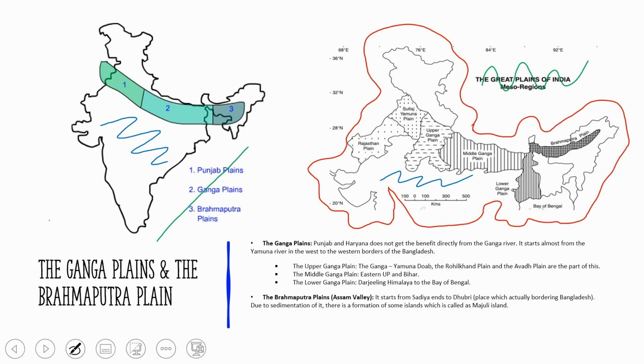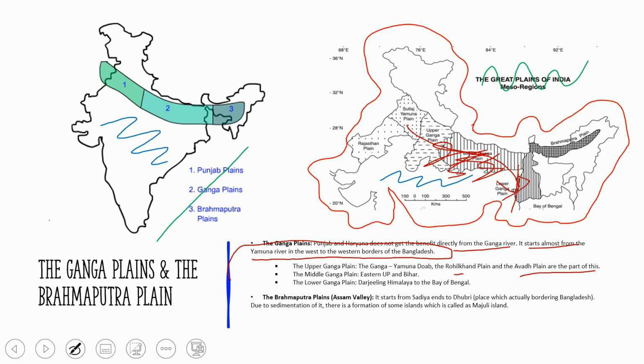So Punjab and Haryana do not get the benefit directly from the Ganga river. The Ganga plains start almost from the Yamuna river in the west to the western border of Bangladesh. So the upper Ganga plain, the Ganga Yamuna Doab, the Rohilkhand plain, and the Awadh plain are part of this. The middle Ganga plain is eastern UP and Bihar. Then the lower Ganga plain is in Darjeeling Himalaya, or the Bay of Bengal.